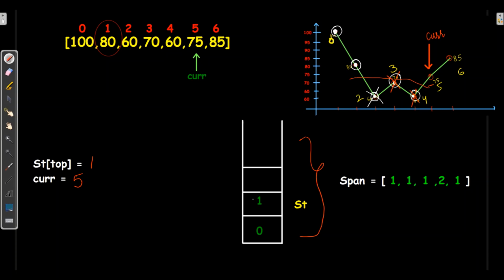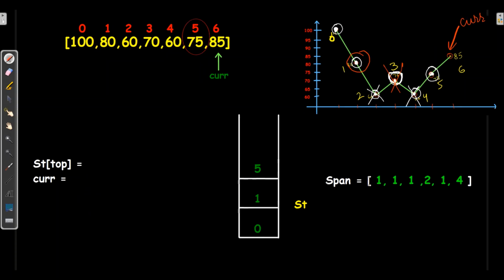Now for the 1 index, which is 80, stack top price is 80. Is 80 greater than 75? This time, yes. So this current value will be pushed into the stack. Now for calculating span, current minus stack top, 5 minus 1 will be 4. Then for the next current value, for 85, stack top we have 5 and the current value is 6.